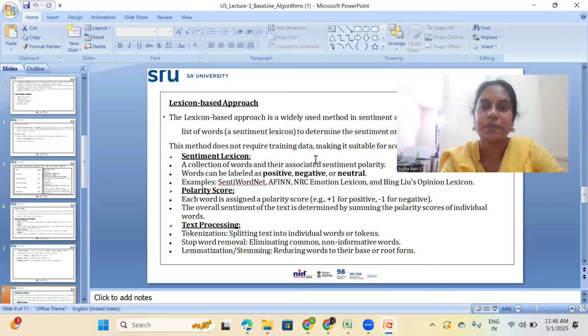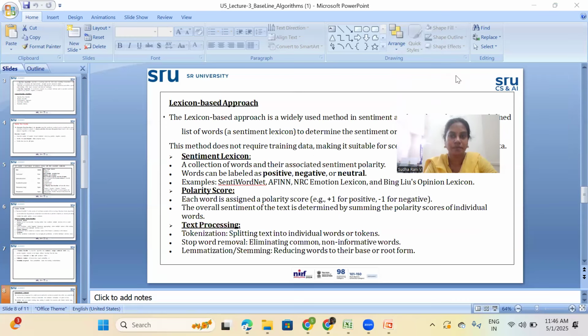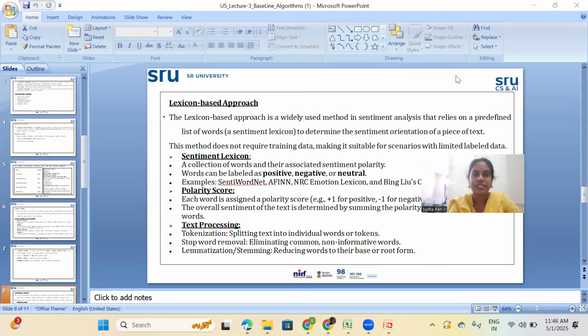Next one, lexicon-based approach. Lexicon-based approach is a widely used method in sentiment analysis that relies on a predefined list of words to determine the sentiment orientation of a piece of text. So the sentiment lexicon-based approach is also a sentiment analysis, but it's different from the previous algorithm. It relies on a predefined list of words.